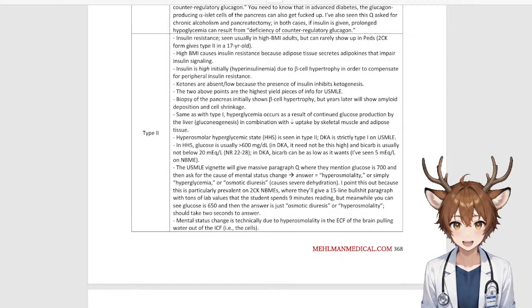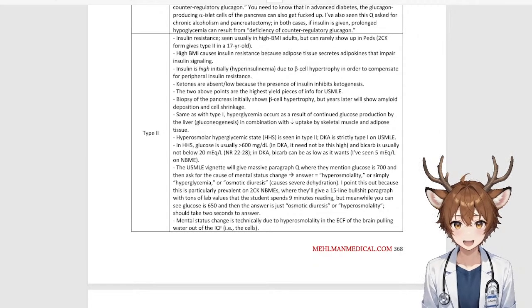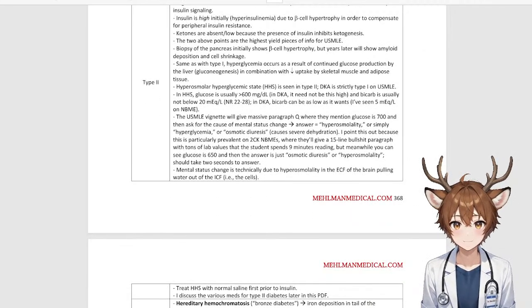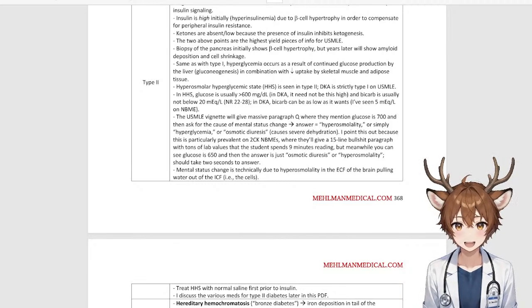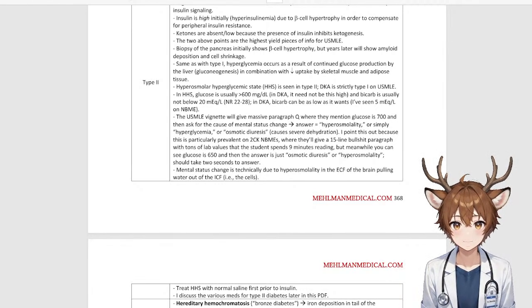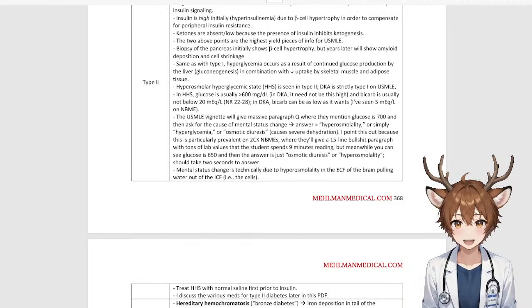Mental status change is technically due to hyperosmolality in the ECF of the brain pulling water out of the ICF, the cells. Treat the hyperosmolar hyperglycemic state with normal saline prior to insulin. I discuss the various medications for type 2 diabetes later in this PDF.